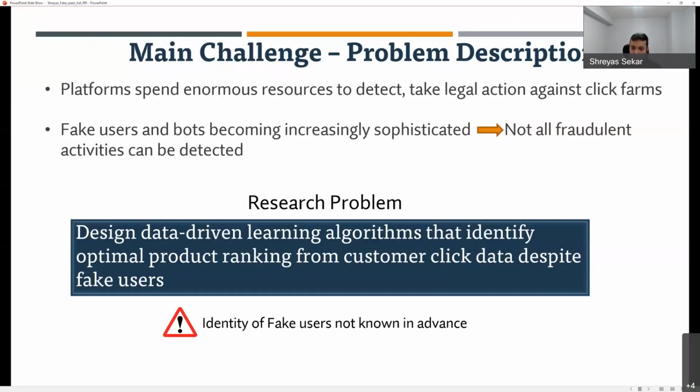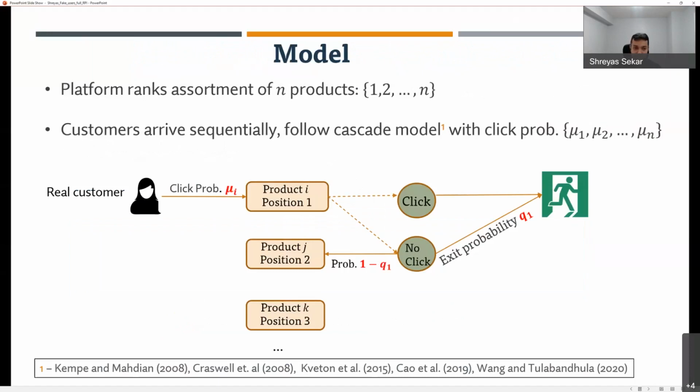So let me go over the model. I think that will clarify some of this. So we're going to build on this very popular modeling tool that's known as the Cascade models, which are very, very common in lots of different areas, including advertisements and product rankings. So here is how this works. Let's assume that we have n different products. Okay.